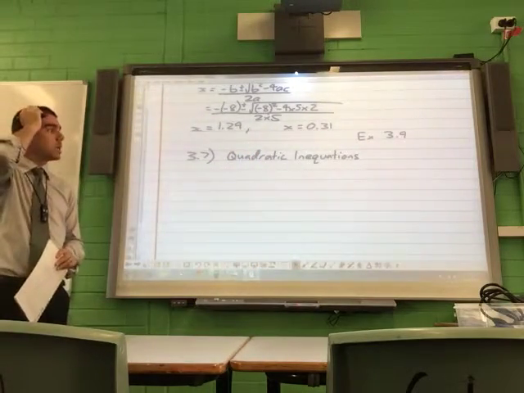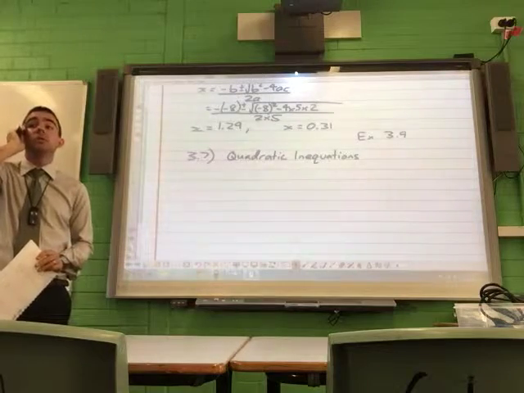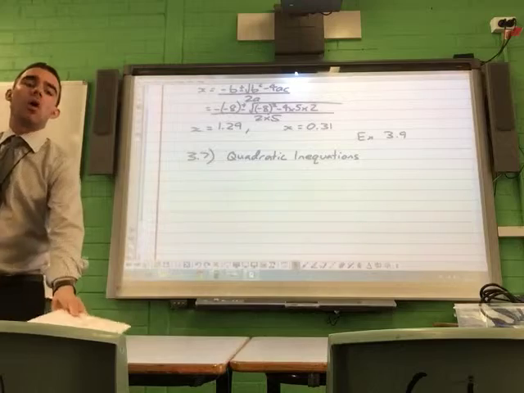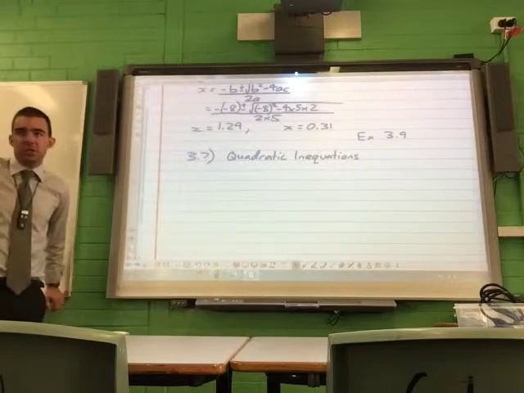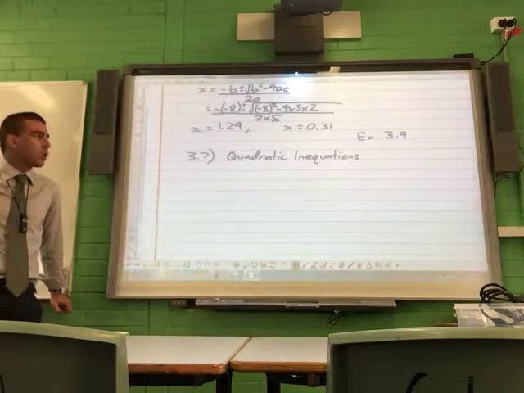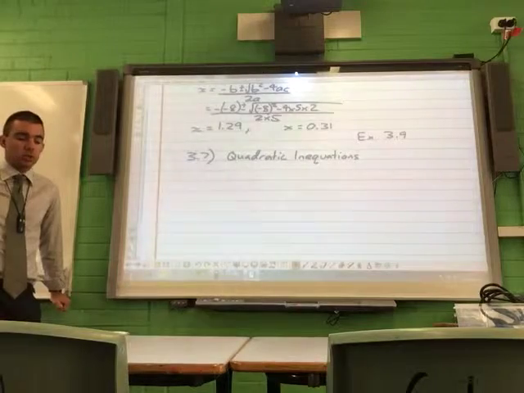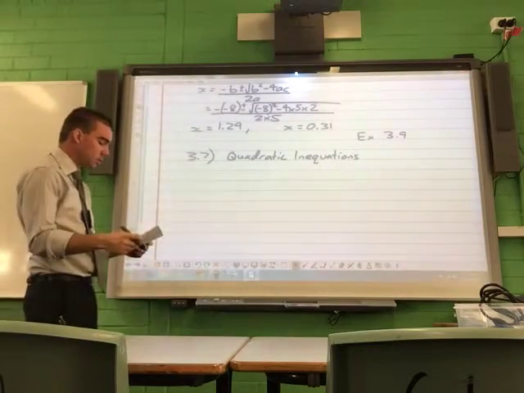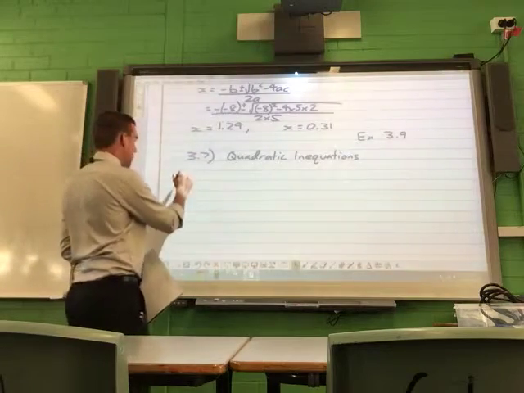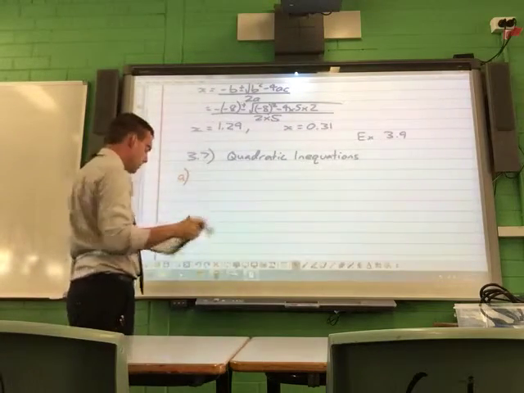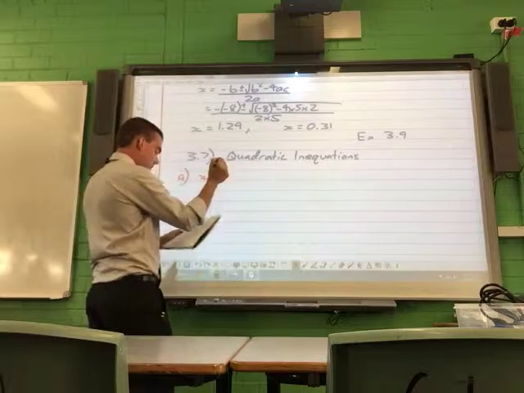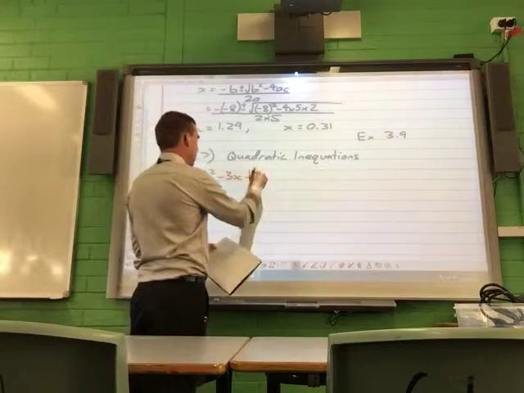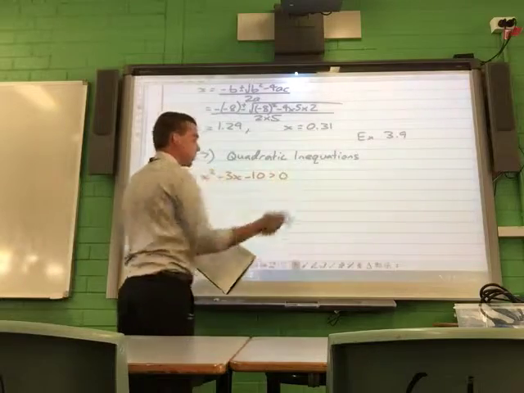Alright, so back when we did the inequalities note, we had to test those solutions on a number line, testing the region, so that we get the final overall solution. We've got to do the same thing here as well. Alright, so let's solve these. x squared, take away 3x, take away 10, which is greater than 0.